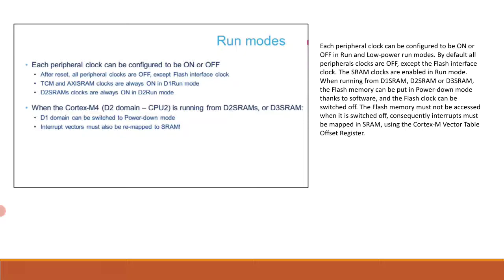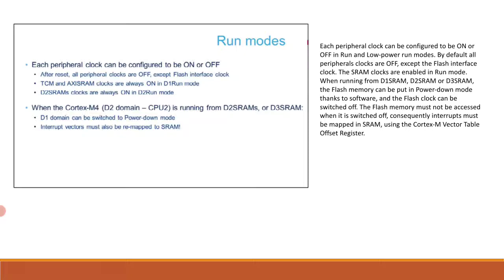The flash memory must not be accessed when it is switched off. Consequently, interrupts must be mapped in SRAM using the Cortex-M vector table offset register. The CPU entering low power mode is controlled by Cortex-M WFI and WFE, and the deep sleep bit allows to select between C-sleep and C-stop mode.